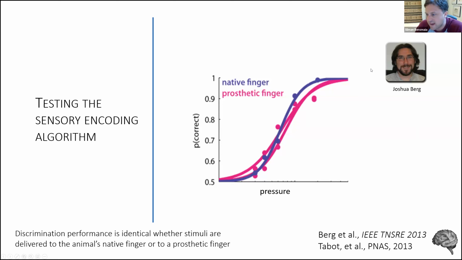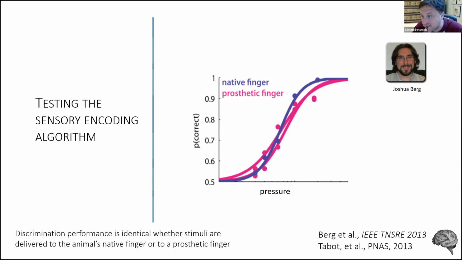If you do this task on the native skin, where the hands of the monkeys are intact, the purple trace shows you how well the monkeys do. As the difference in pressure between the two intervals increases, they become better and better at reporting which of the two contains the stronger stimulus. The two magenta traces show how the animals performed on the same task, but where the information they get about the pressure is through this prosthesis. And you can see they're just as good.